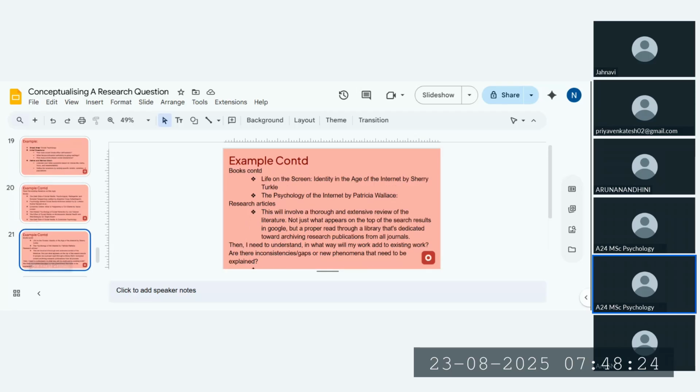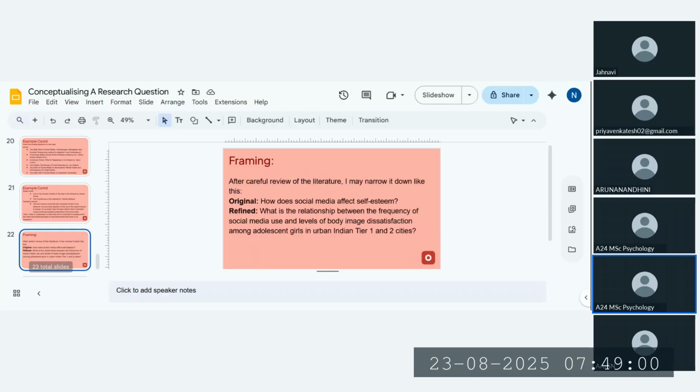Next, I will go and look at the research articles. So a thorough and extensive review of the literature. This is not Googling and looking at the top search results. It's actually going through an academic library that is dedicated towards archiving research publications from all journals. And then I need to understand, in what way will my work add to the existing knowledge in this world? I don't want to repeat what has already been done, obviously. Is there some inconsistency or gap, or is there some new phenomenon that needs to be explained?